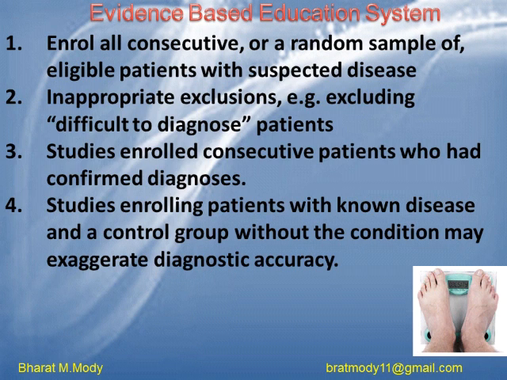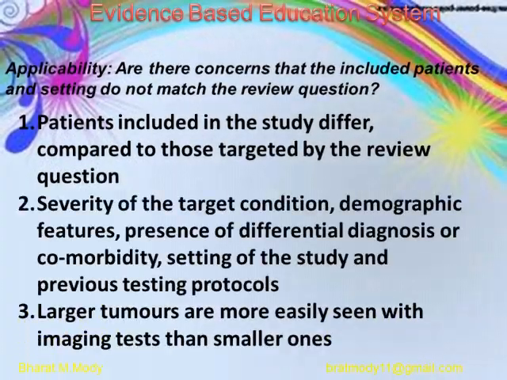Studies should be enrolled with consecutive patients. Enrolling patients with known disease and a control group without the condition may exaggerate the results. If you are enrolling into the study group those where you know the disease pattern, and in the control group you are putting patients where you do not have any idea, then your results may appear to be better, and that will not be a true evaluation, because ultimately what you need is to get the best evidence, and there should be absolutely no bias in that.